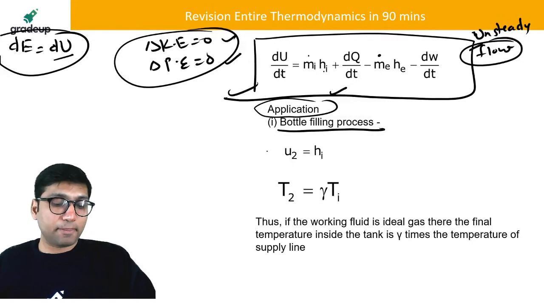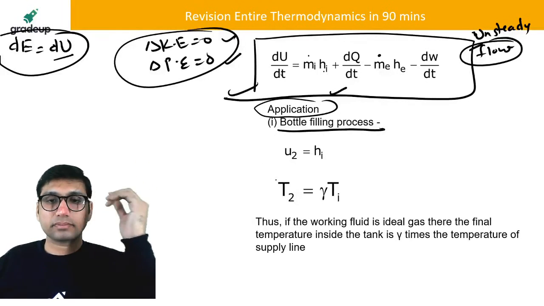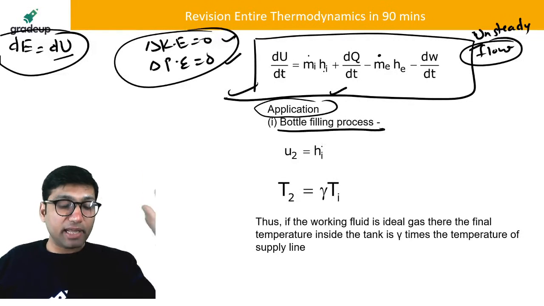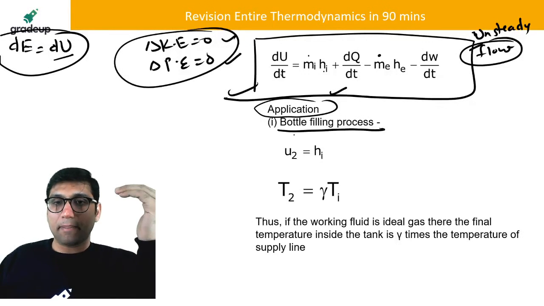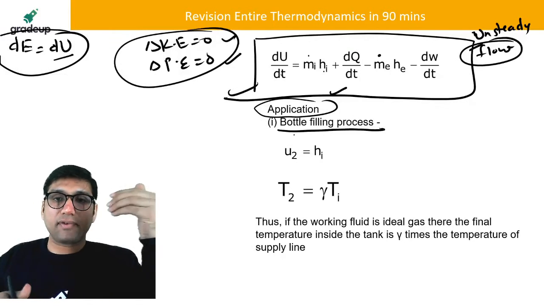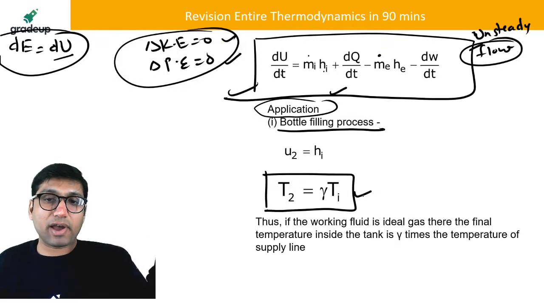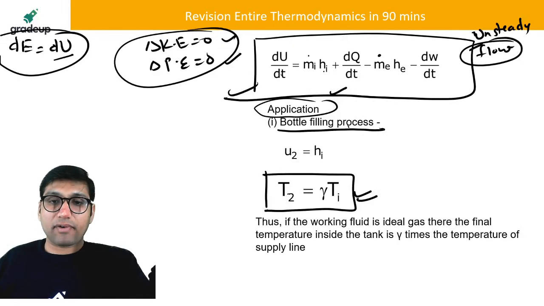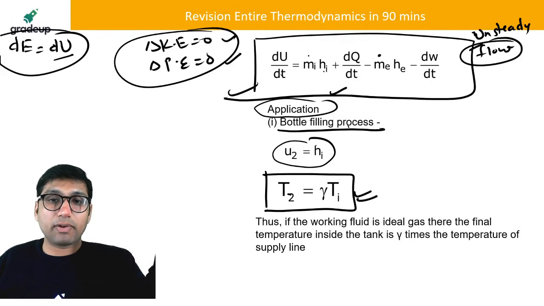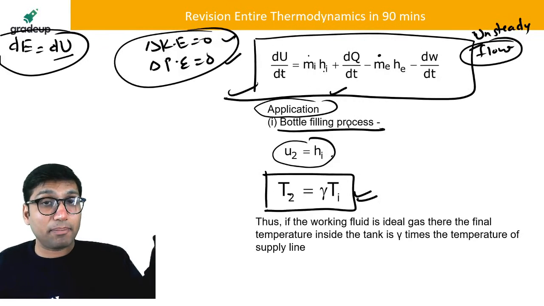One is bottle filling process. When you are filling a bottle, I am telling you only the important result. When the application of the unsteady flow is the filling of a bottle, the final temperature becomes equal to gamma times the initial temperature. This is the final result you get from a bottle filling process. Okay, that is, the final temperature will be equal to gamma times the initial temperature, or final internal energy will be equal to initial enthalpy.